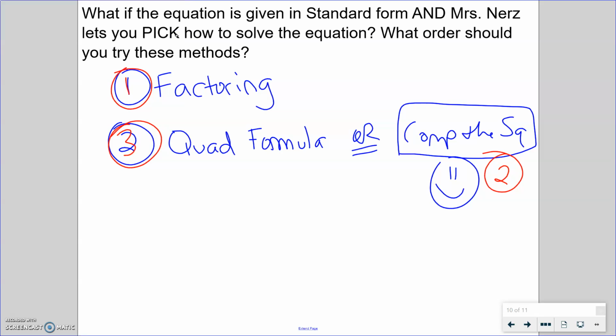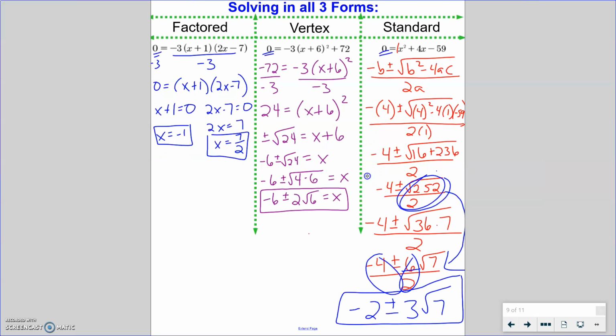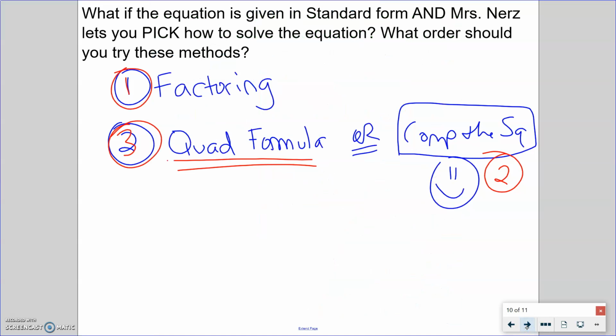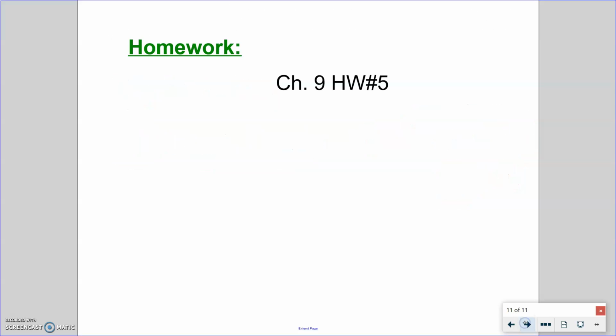Having said that, some of you guys don't really like completing the square that much, or it kind of messes you up because you might get a different number at the end. And maybe you do like the quadratic formula and you don't mind doing this stuff down here and simplifying, okay? So it just kind of depends from there. But always, if you have an option, try factoring first. Trust me.